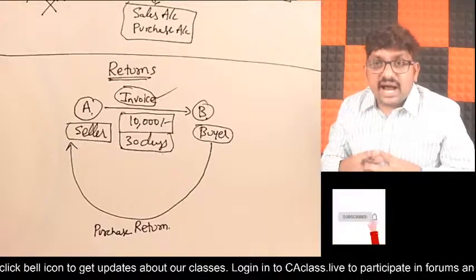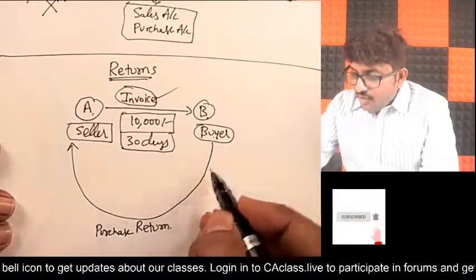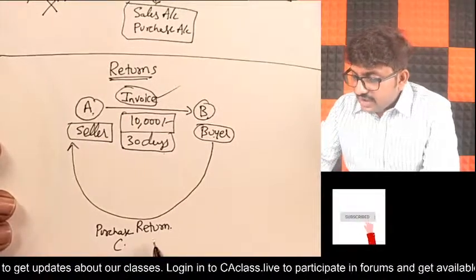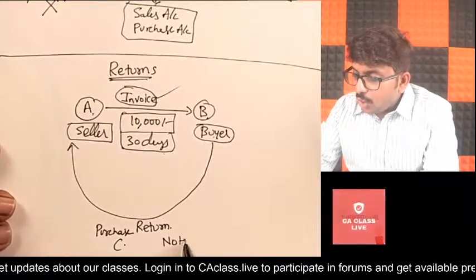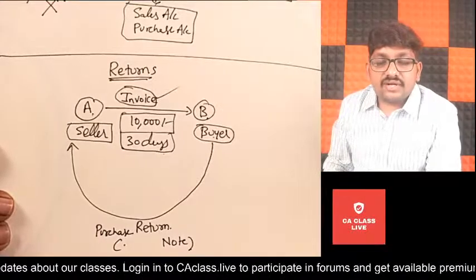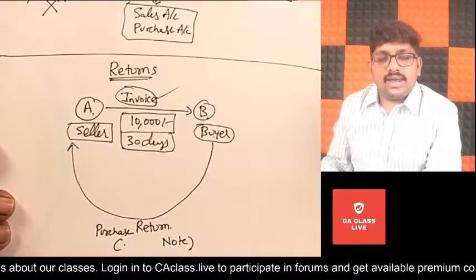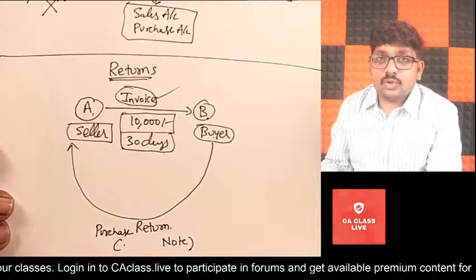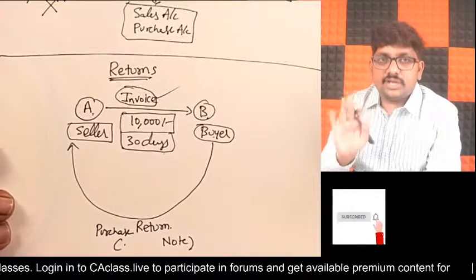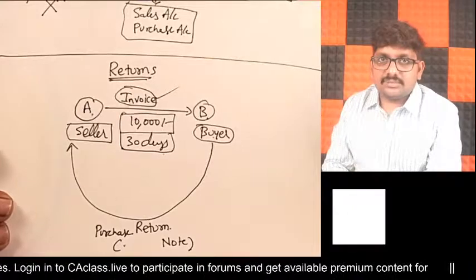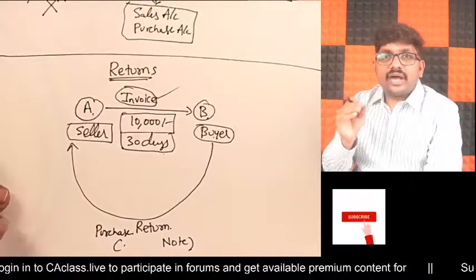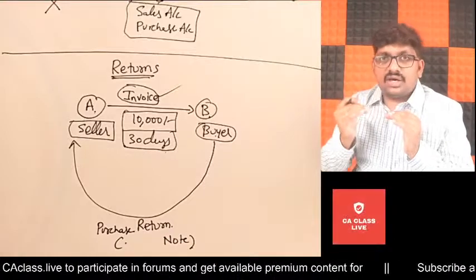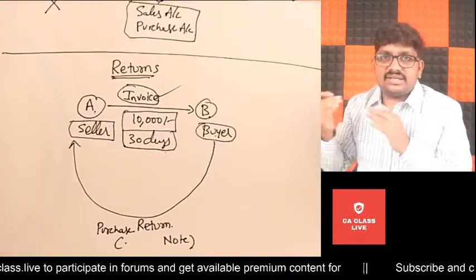So for that, while returning goods to A, B will issue a note to A. What is that note, sir? Wait a few minutes, I will tell you. We will issue a note, in simple terms. And that note will include what goods are returned, the value of the goods agreed, the description, etc.